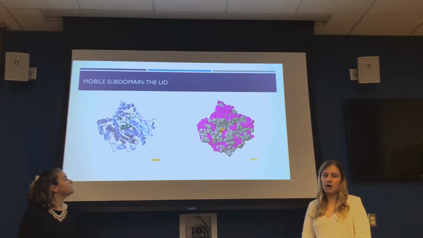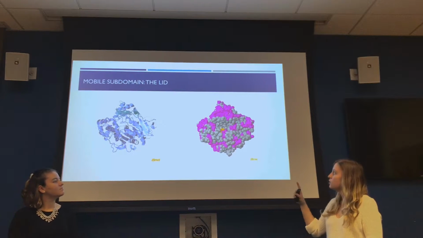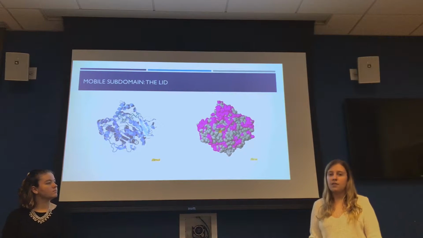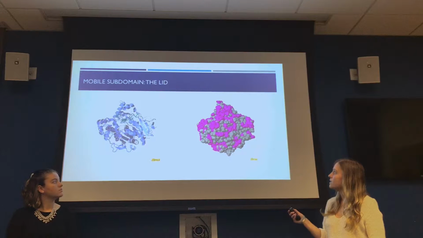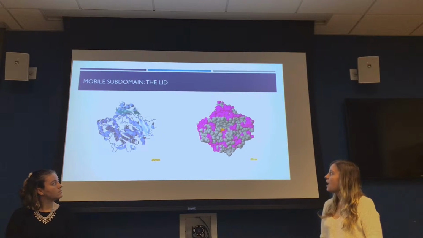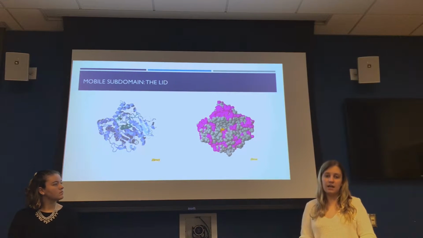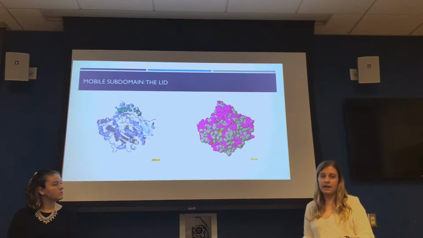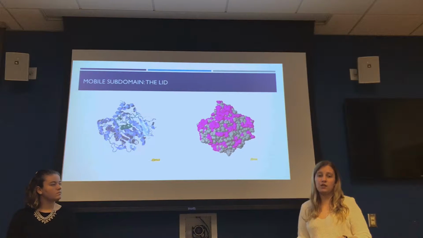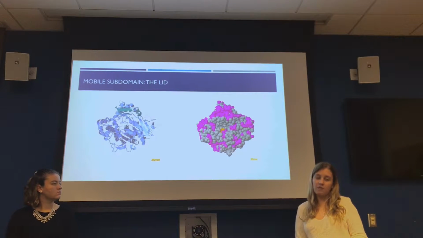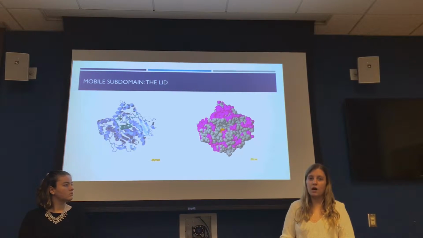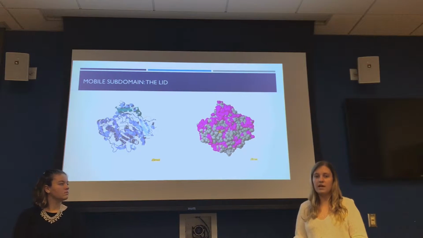And then here are models of what the lid looks like opening and closing. In the space-filled model, as it opens, you can see it has a very hydrophobic pocket, and that orange part in there is the catalytic triad. And the lid comes into the open conformation when it comes into contact with a lipid-water interface.